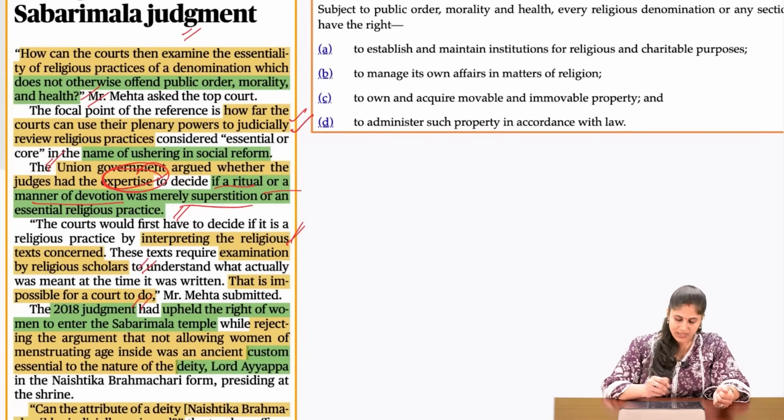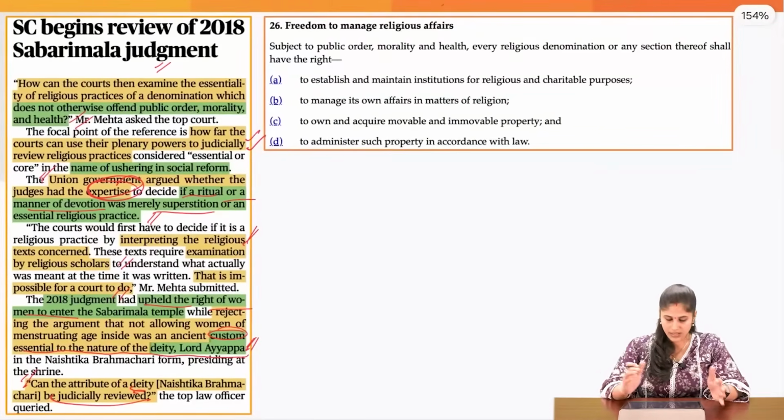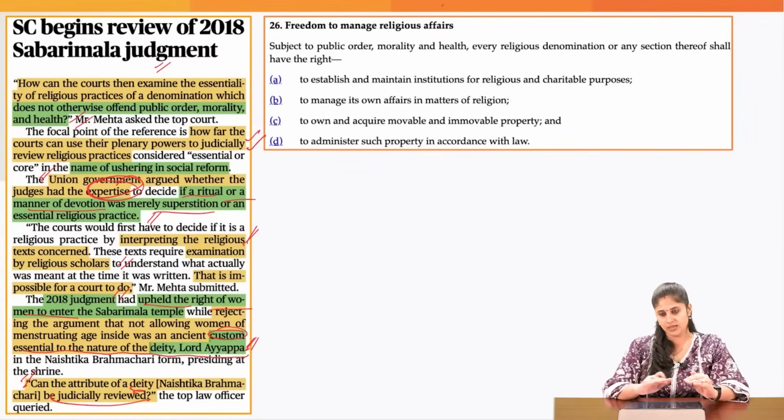And in the Sabarimala judgment, it upheld the right of women of menstruating age to enter the Sabarimala temple. But when it comes to the Sabarimala temple, the ancient custom is that such menstruating women are not allowed to enter the temple wherein you have the deity Lord Ayyappa. The question is, can the attribute of a deity be judicially reviewed? All these questions would be looked into when the Supreme Court reviews its Sabarimala judgment, which it is doing currently.